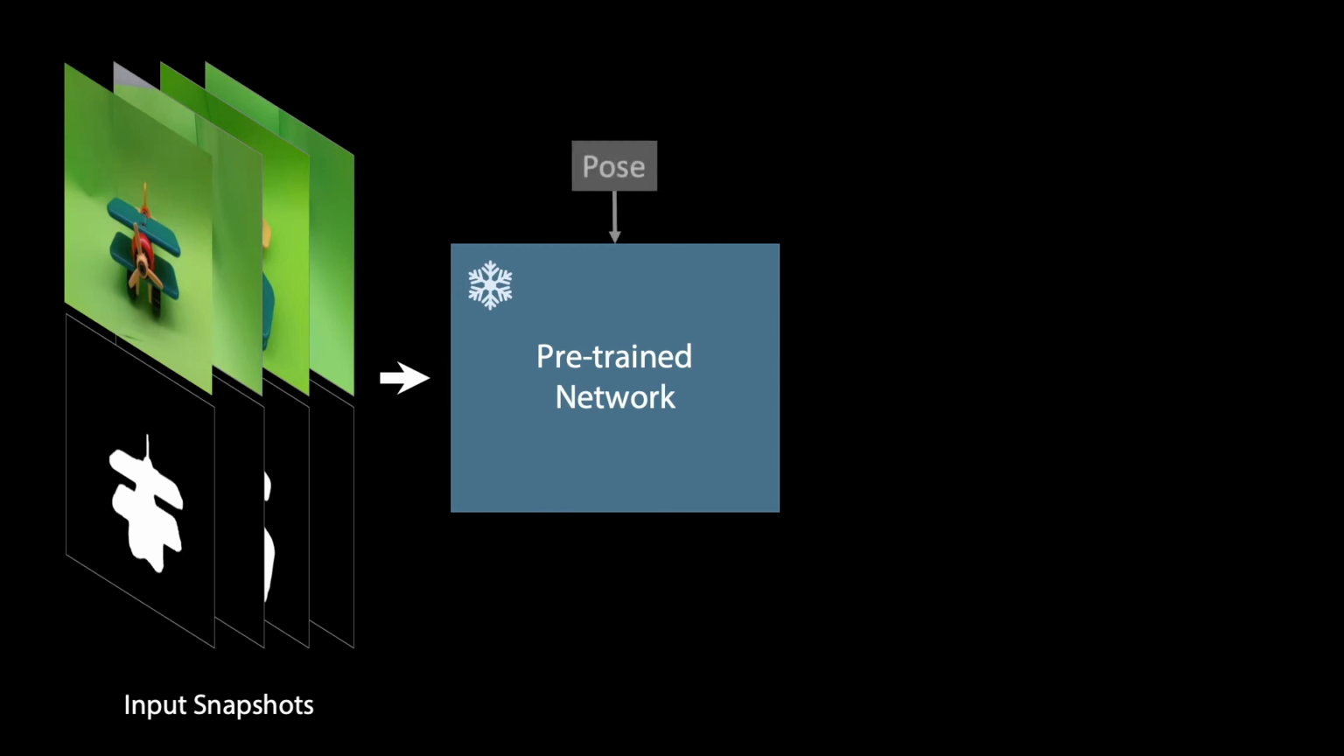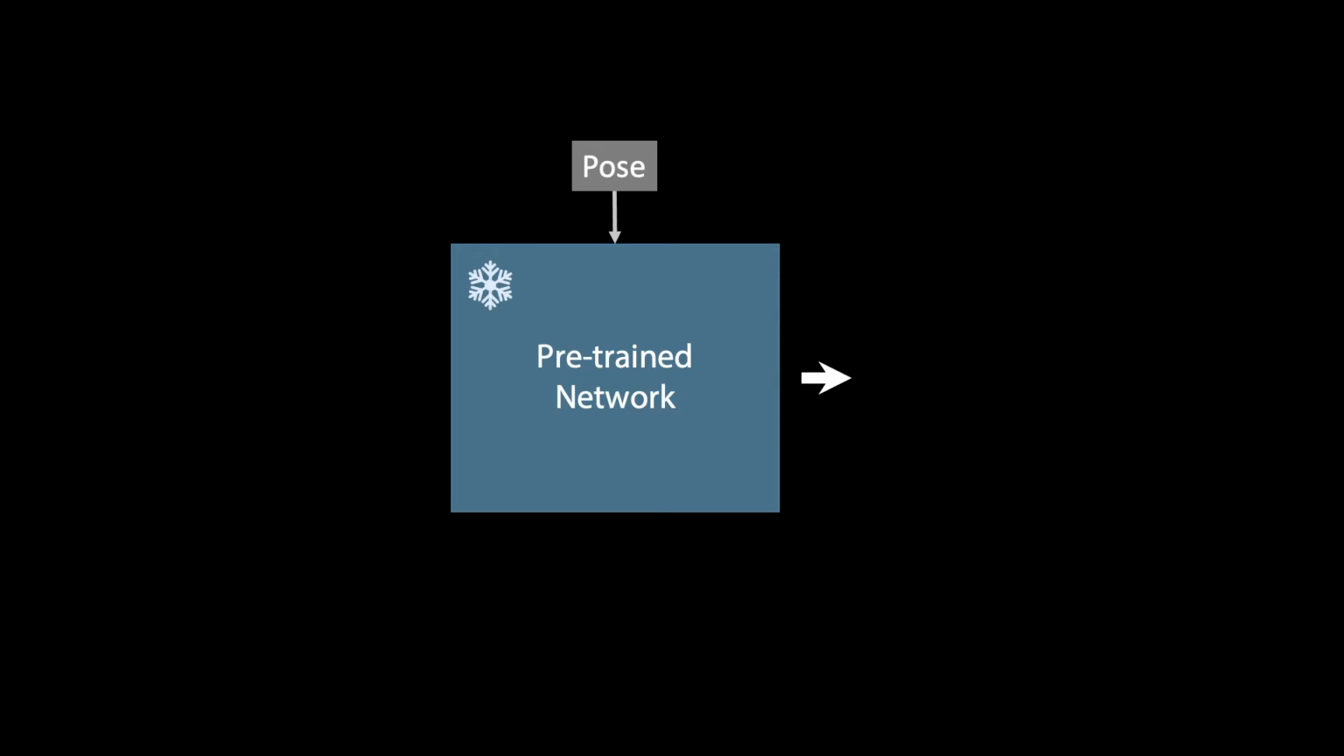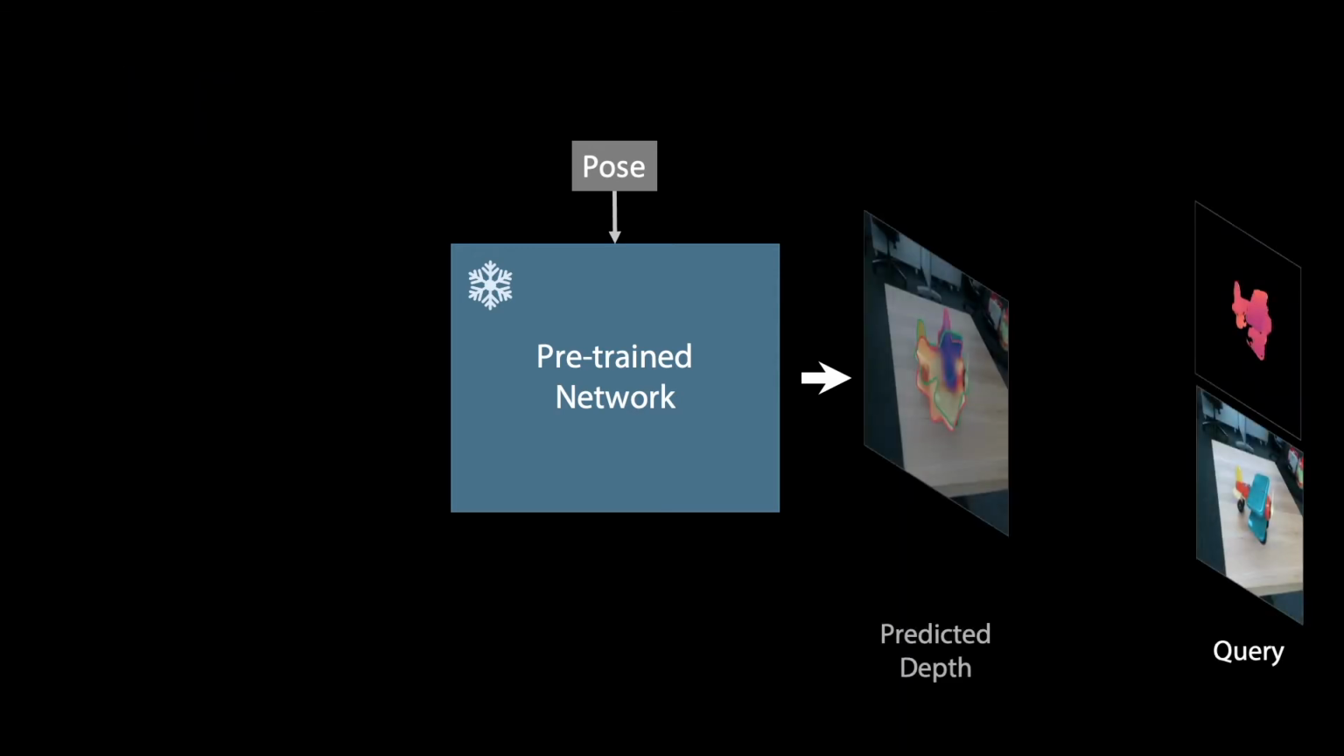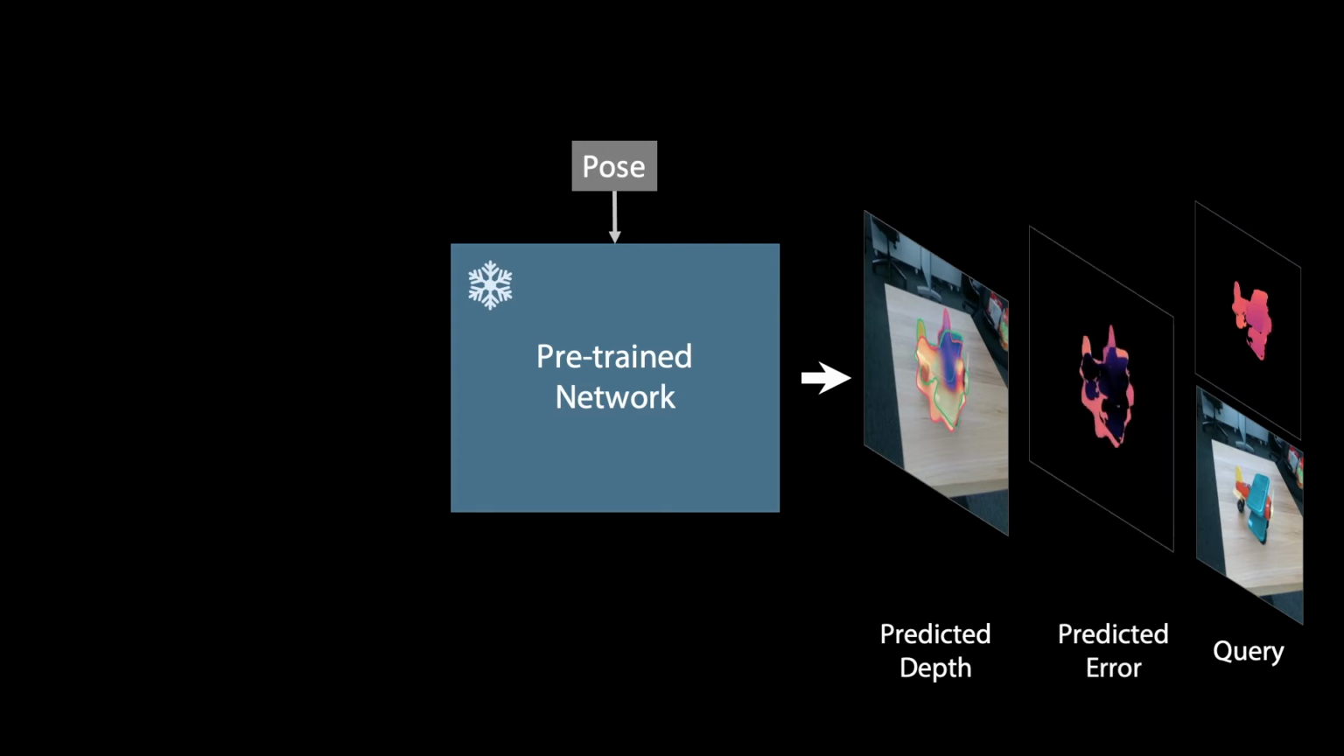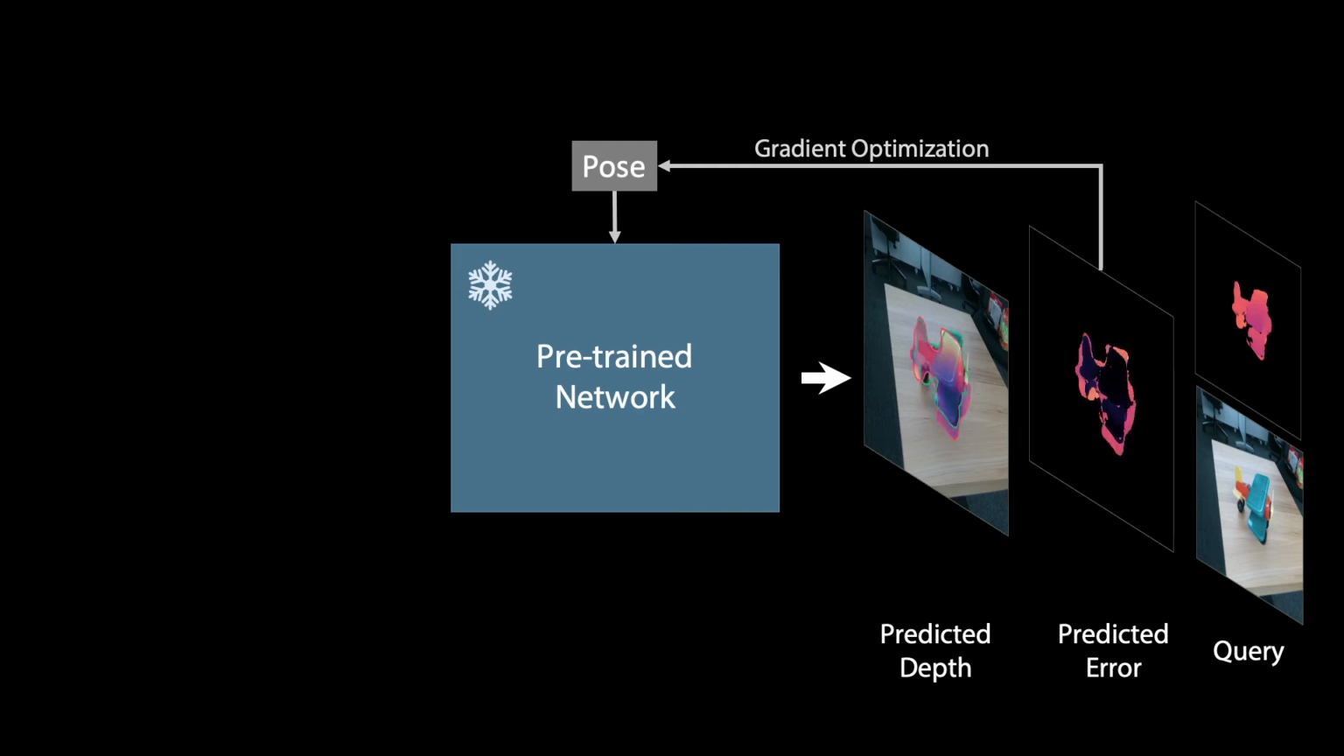At the core of our method is a pre-trained, frozen network. Given a couple snapshots of an object and a target pose, the network renders the appropriate depth. For pose estimation on a novel scene, we first render the object from an initial view. Pose estimation is performed by computing an error and propagating the gradients back to the pose using gradient optimization. This is our entire process for pose estimation.